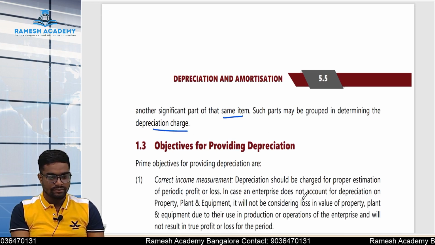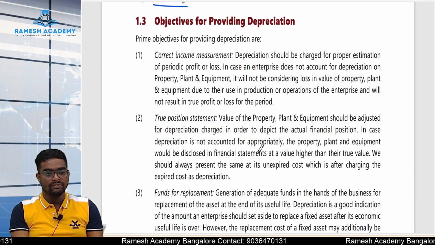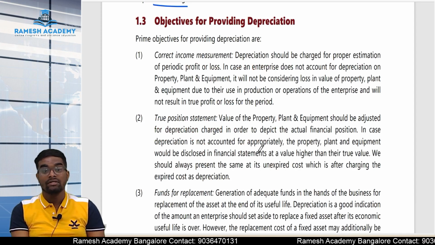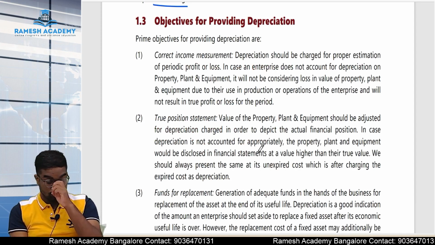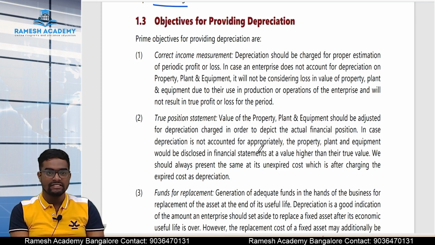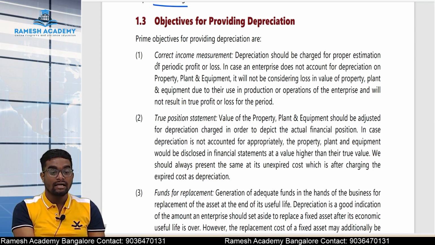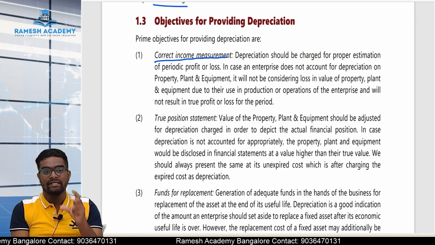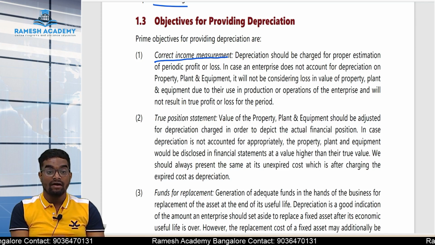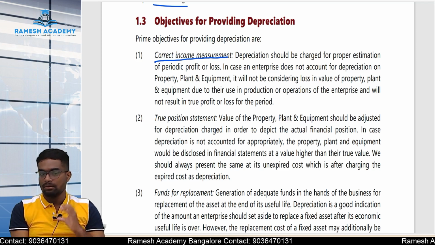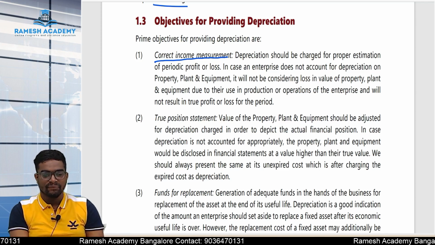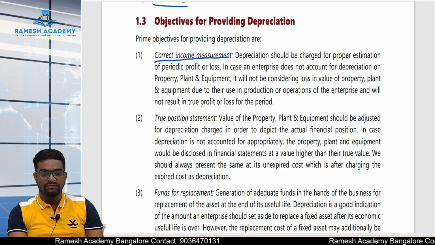Okay. Next, we'll go to the objective of providing depreciation. So what is the objective? We saw a one-liner at the beginning, and now we will discuss it in detail. The first one is correct income measurement. Income is nothing but net profit after depreciation. Normally we find out net profit, but we have to take it after depreciation. So depreciation should be charged for proper estimation of periodic loss or profit.